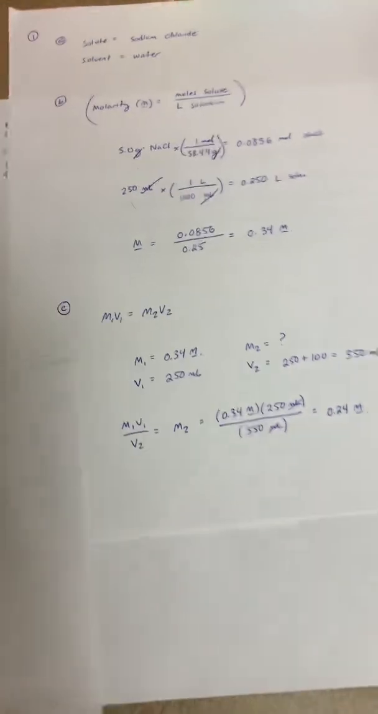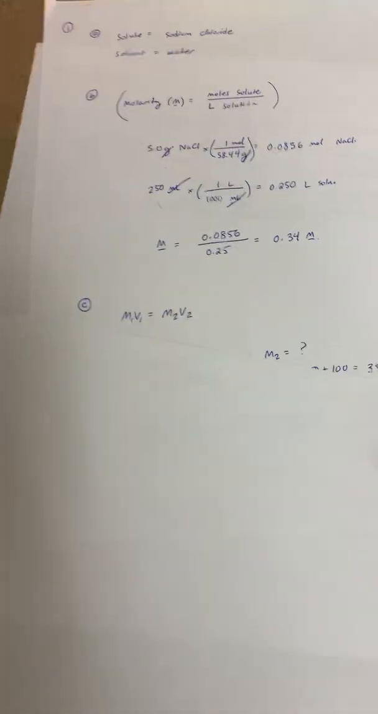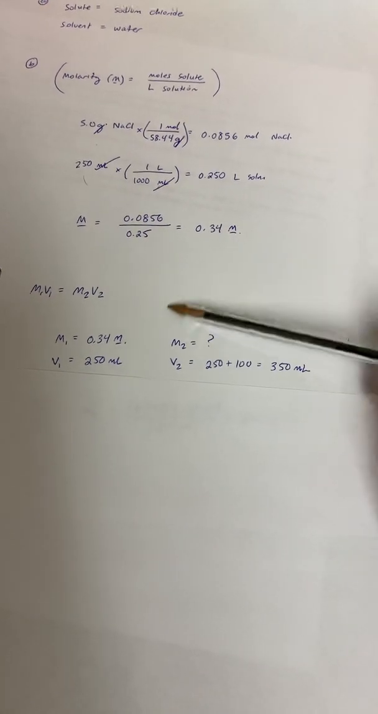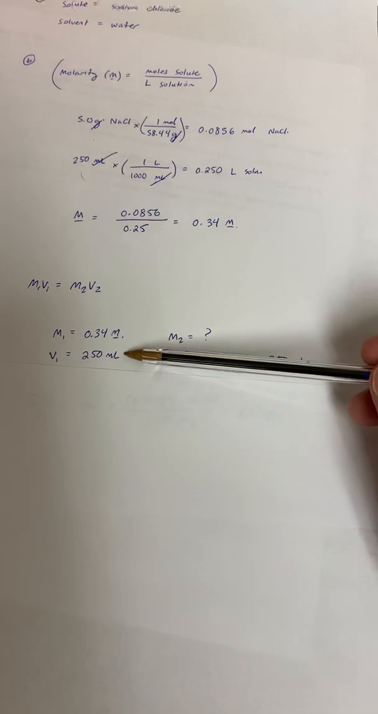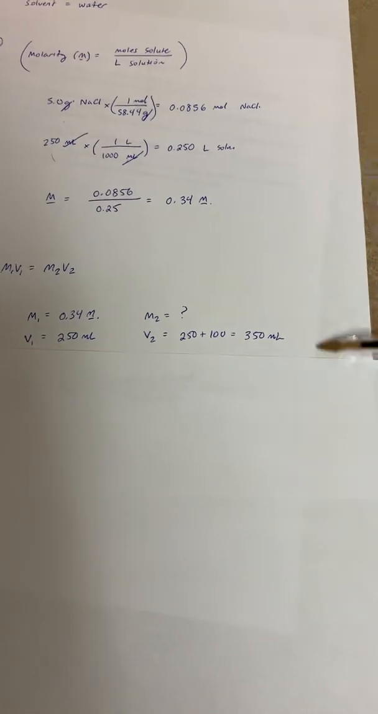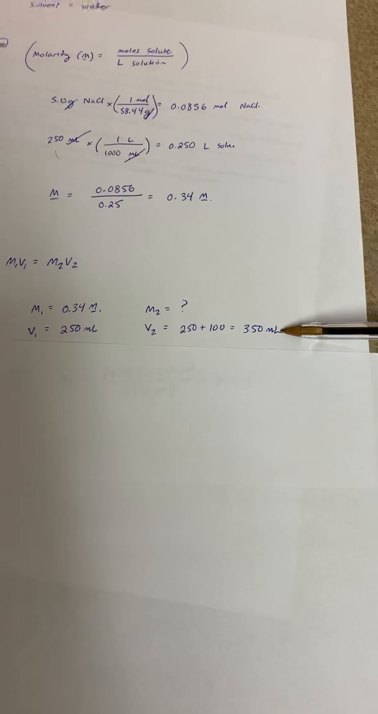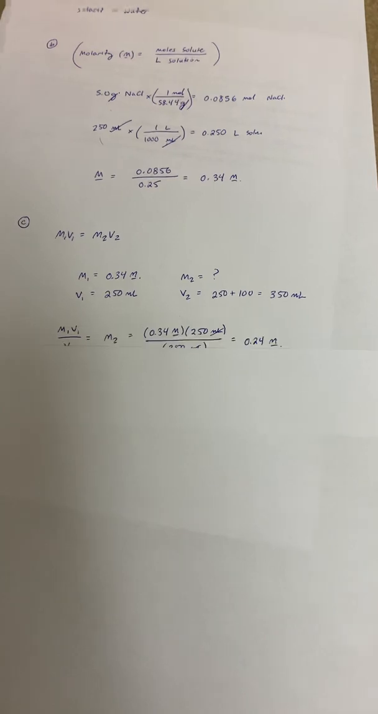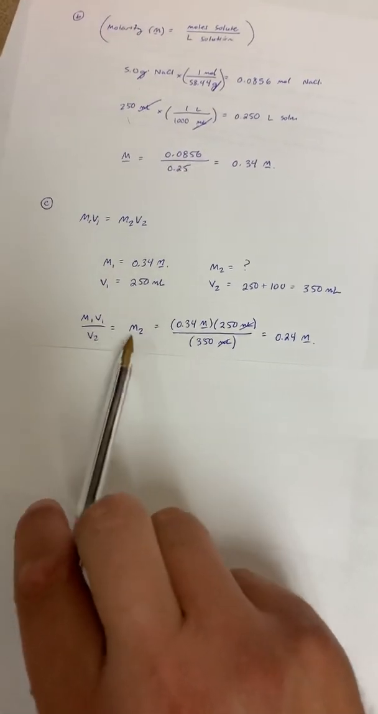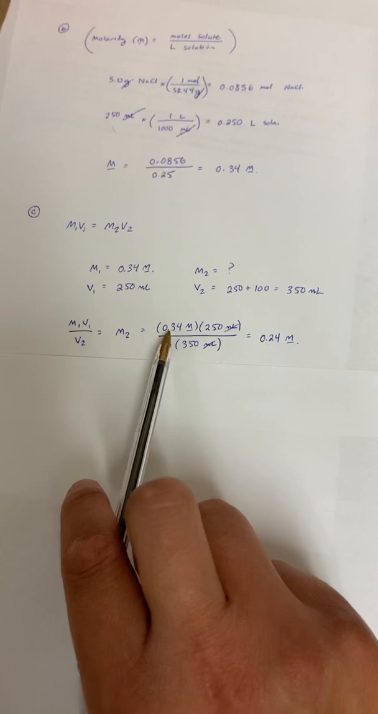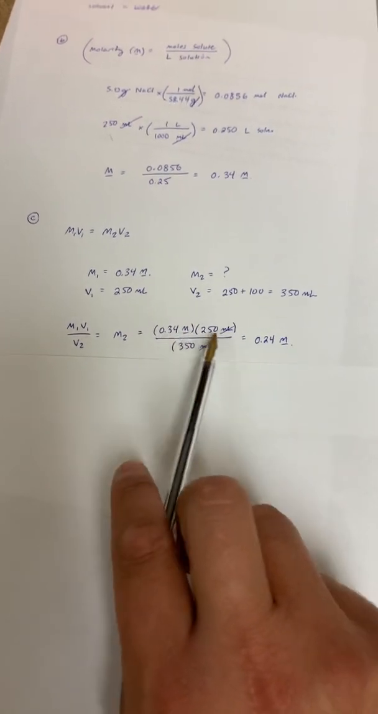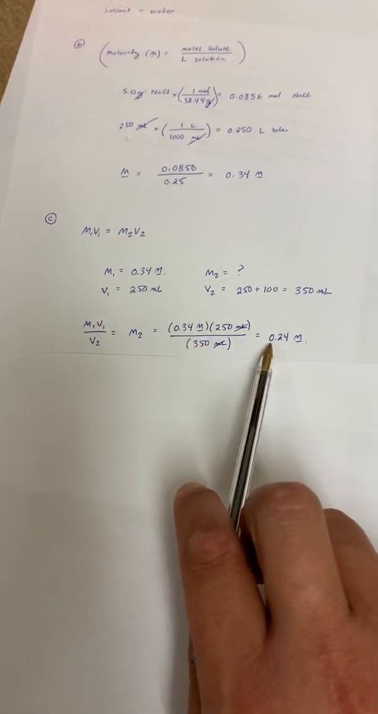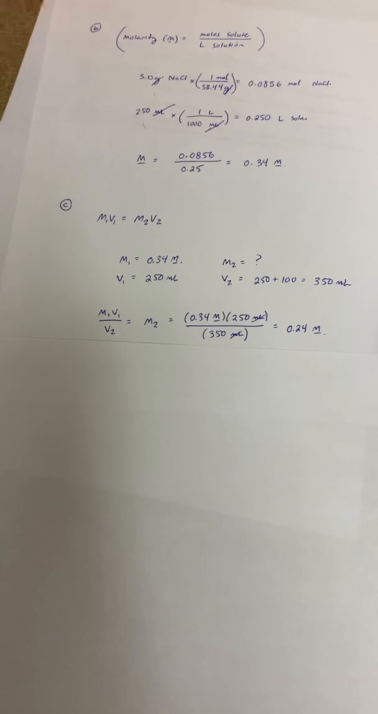I can write down the things I know as M1, 0.34 molar, which we just figured out from part B. V1, the original volume, is 250 milliliters. V2 is 250 plus 100, so 350 milliliters. And we don't know M2, we're going to figure that out. So I'm going to rearrange the formula to solve for M2, and then plug in all this stuff that I figured out here. So 0.34 times 250 divided by 350, and I calculated 0.24 as the molarity after the dilution.